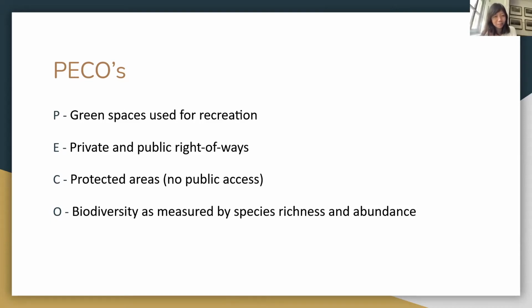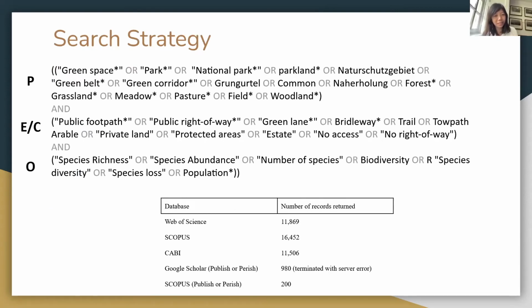Next slide, please. So this is our search strategy. We used German and English language to capture as much research as possible. We used 5 databases, basically Web of Science, Scopus, CABI, and others. We got 16,000 records, but we screened fewer than that because of the time constraint.